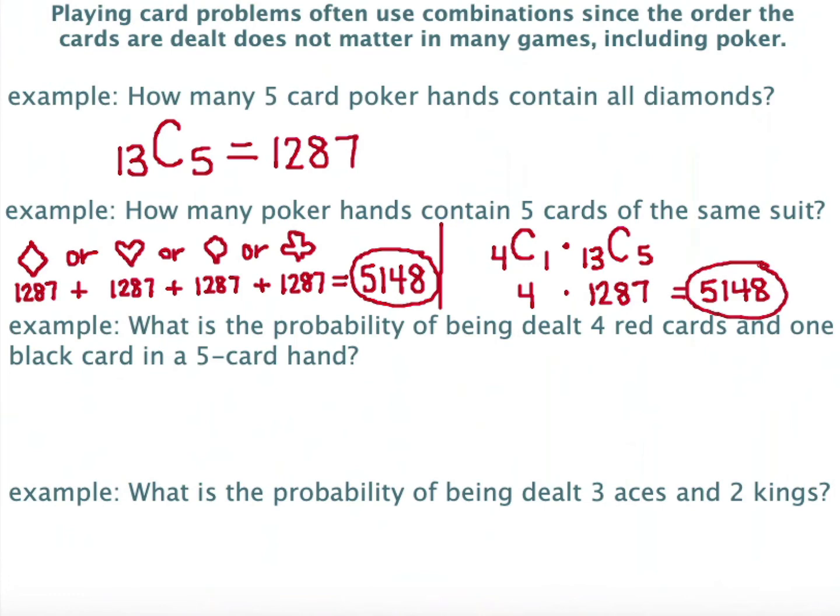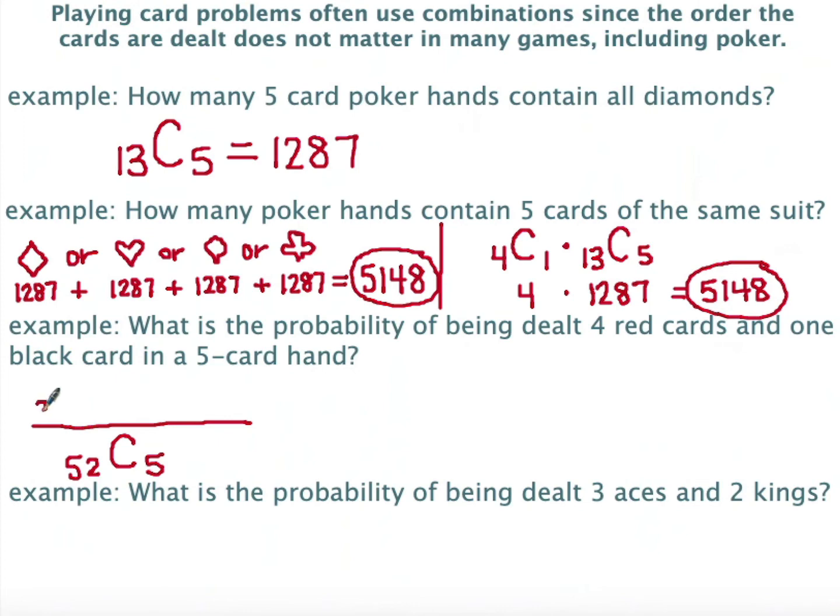What is the probability of being dealt 4 red cards and 1 black card in a 5-card hand? So this is the first one where it's asking me about probability. So the bottom is just going to be how many different 5-card hands are there. Remember that there are 52 cards in a deck, and we are going to be dealt 5. The order doesn't matter in this game. And what's the probability that we are dealt 4 red cards and 1 black card?